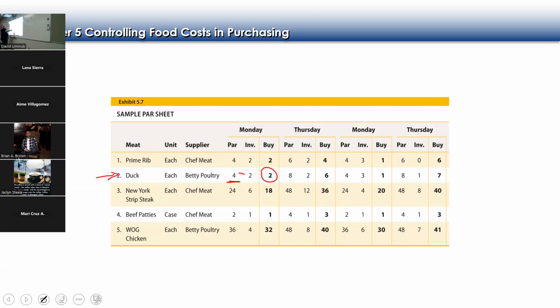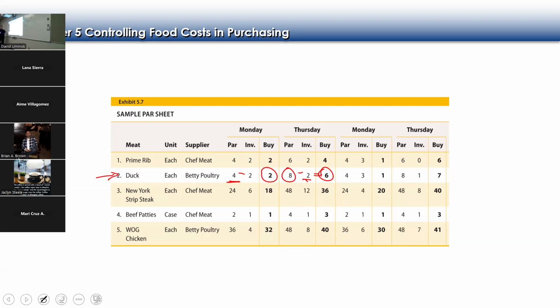And then for Thursday, my par is 8. I have 2 in inventory, so I subtract that, and I should only order 6. Okay, you see how that works? We're not automatically just ordering our par.